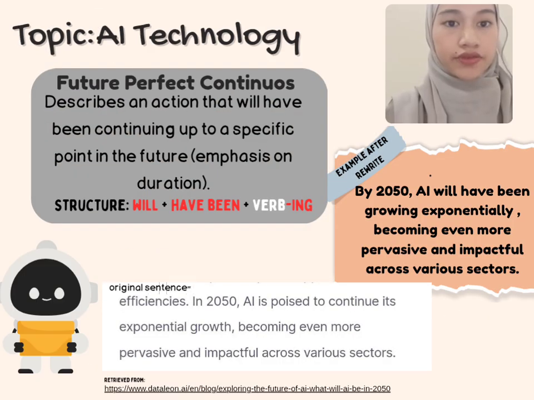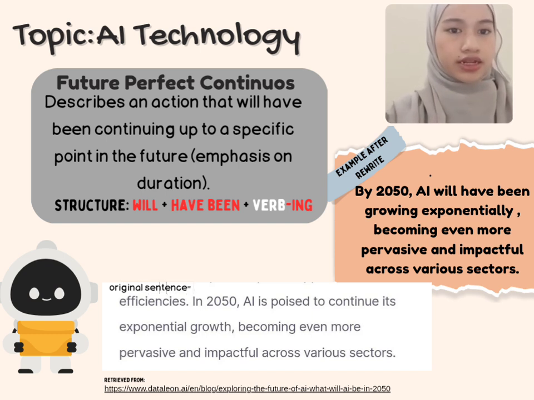Finally, let's look at the future perfect continuous tense. This tense describes an action that will have been continuing for a long time up until a certain future moment, with emphasis on duration. The structure for this tense is will plus have been plus verb ing.